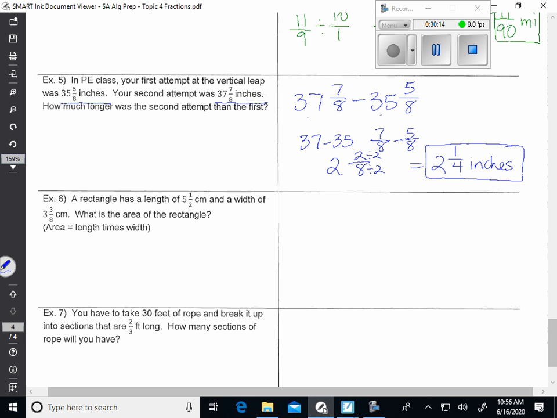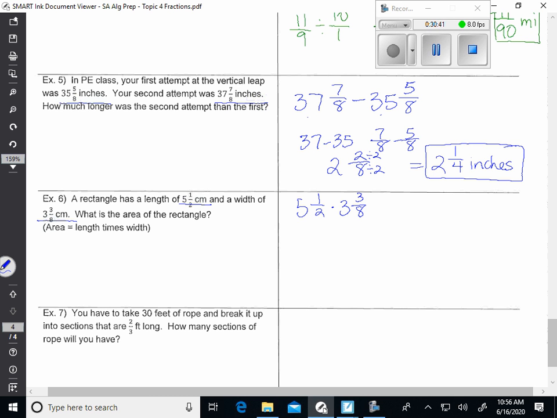Problem 6. A rectangle has a length of 5 1/2 centimeters and a width of 3 3/8 centimeters. What is the area of the rectangle? Area equals length times width. So we're taking the length, 5 1/2, times the width, 3 3/8. 5 1/2 times 3 3/8.